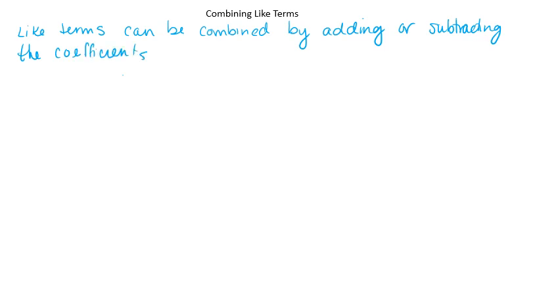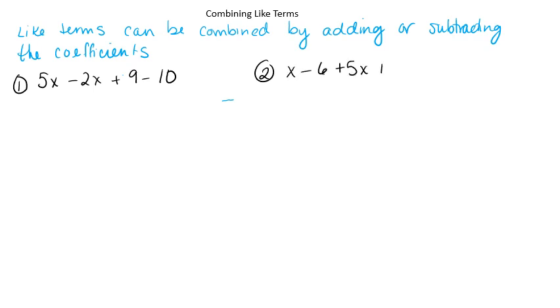All right, so we're going to do two examples of that. So, example 1, 5x minus 2x plus 9 minus 10. And then example 2, x minus 6 plus 5x plus 10. All right. So, example 1.